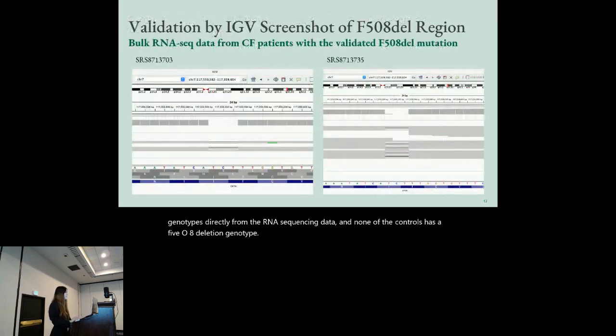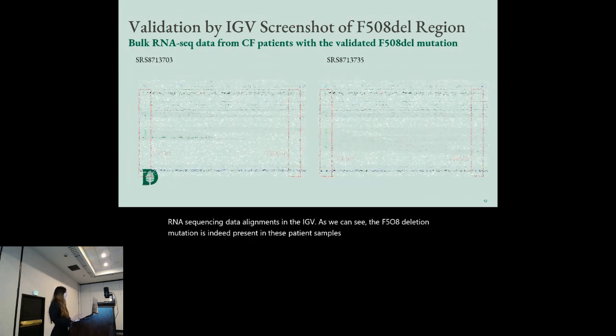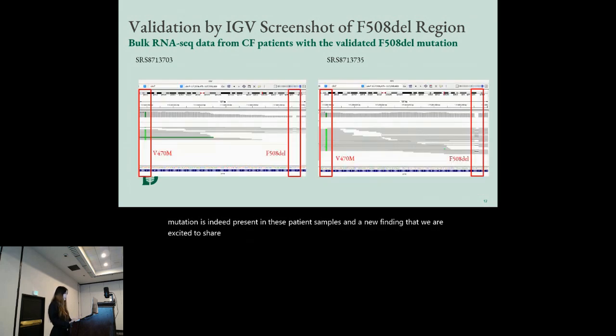Here, we provide a visual confirmation of the F508 deletion by inspecting the RNA sequencing data alignments in IGV. As we can see, the F508 deletion mutation is indeed present in these patient samples. And the new finding that we are excited to share is that we observed a paired mutation within the same CFTR allele in these samples.